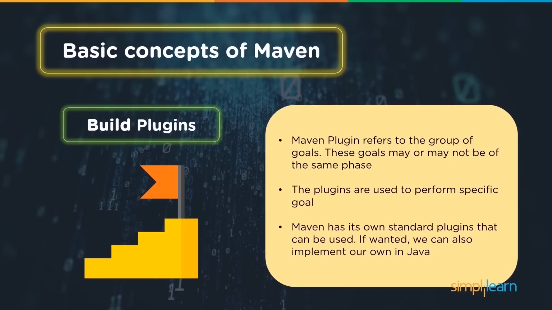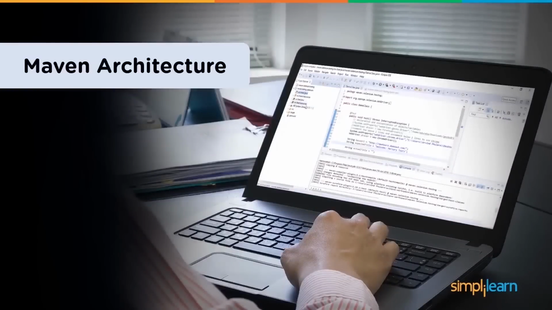So Maven has its own standard plugins that can be utilized. If you want to go for a custom one, you can do that, but pretty much you can go for the default one, and you can have some specific goals executed with the help of these build plugins. Now the next thing is the Maven architecture.